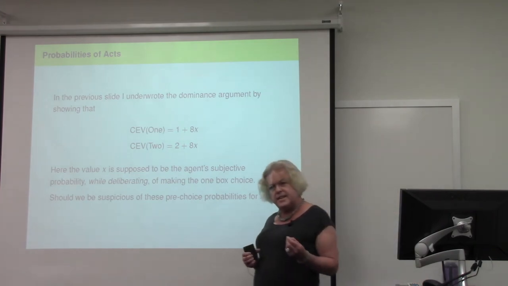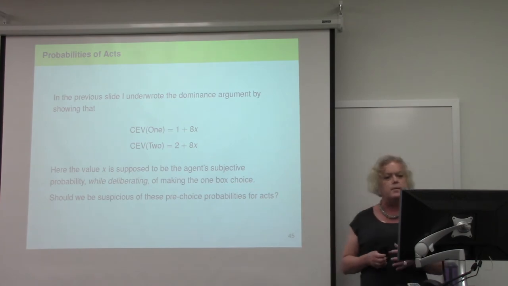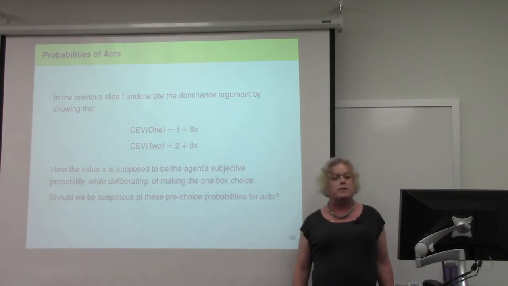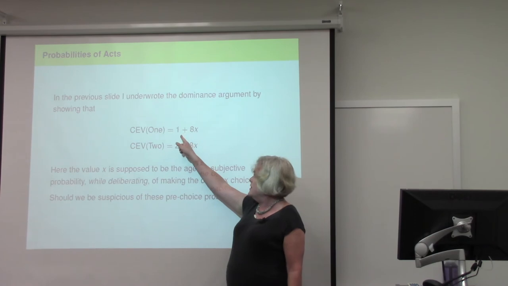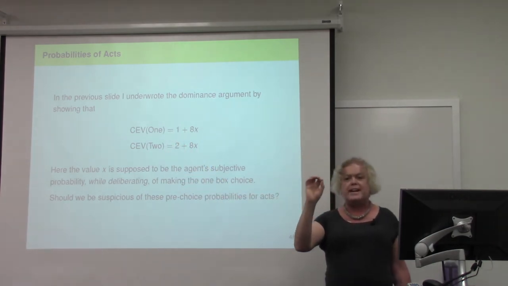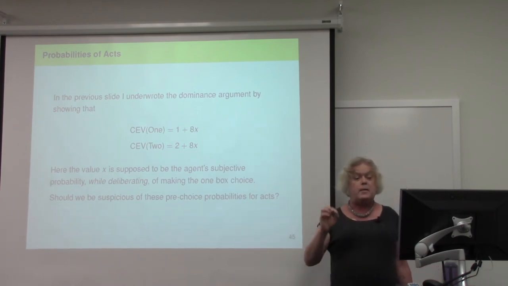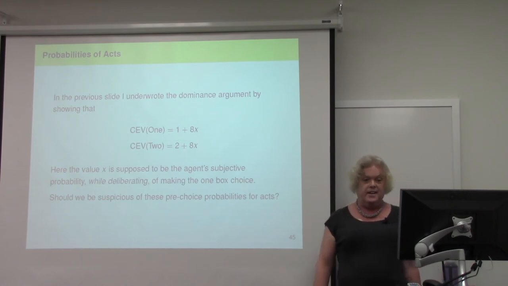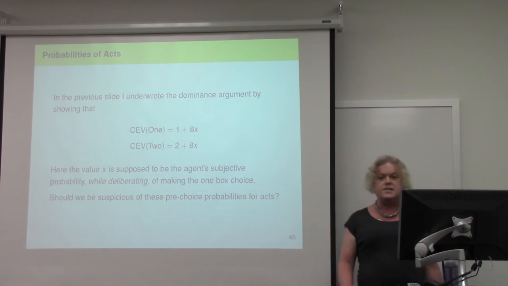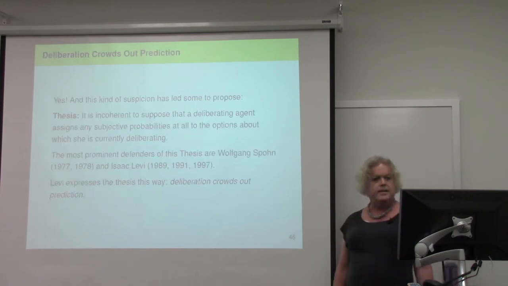So now, let's think about this. In a previous slide, I underwrote the dominance argument in Newcomb's problem by showing that the causal expected utilities of the two choices could be written in terms of this parameter x, where x was the agent's subjective probability while deliberating of making the one box choice. But perhaps we should be suspicious of these pre-choice or during deliberation probabilities for acts.